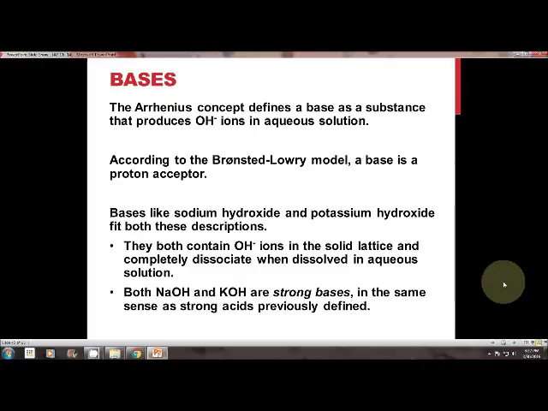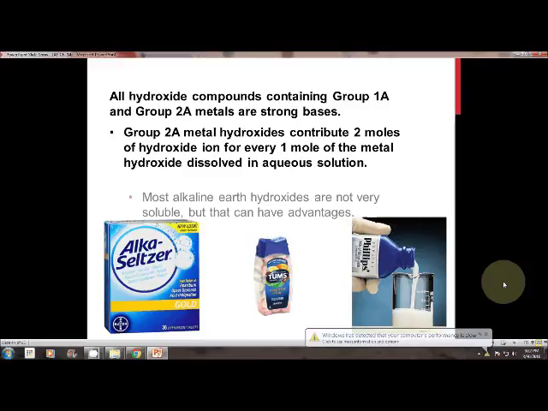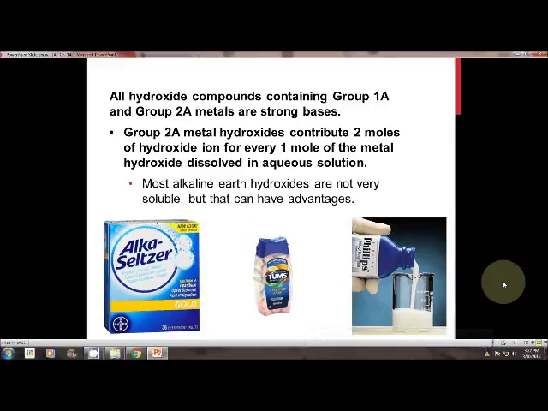So we classify sodium hydroxide and potassium hydroxide as strong bases in the same sense that they completely dissociate, just like strong acids do, which we learned back in level 62. All hydroxides that contain group 1A and group 2A metals are strong bases. But it's important to note that a group 2A metal has a +2 charge. So that means when you balance out the charges, you are going to have 2 moles of hydroxide for every 1 mole of metal, or 1 mole of the overall compound.